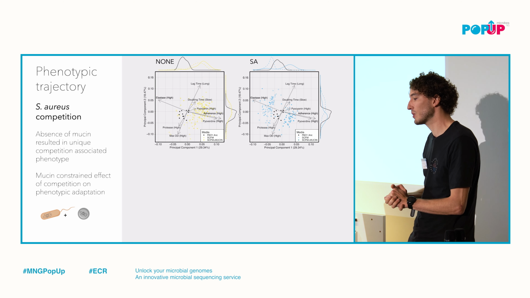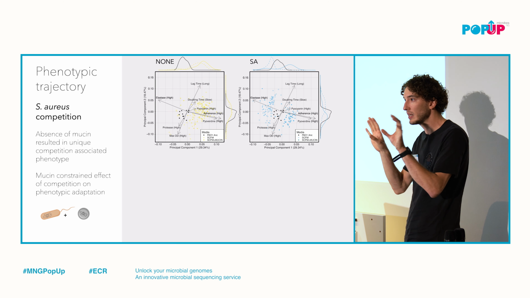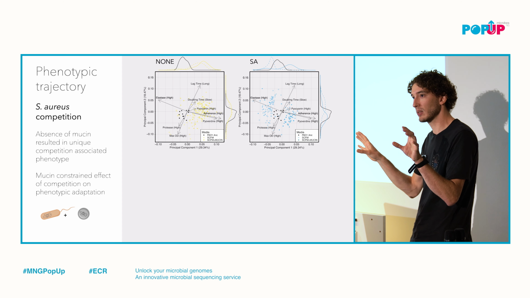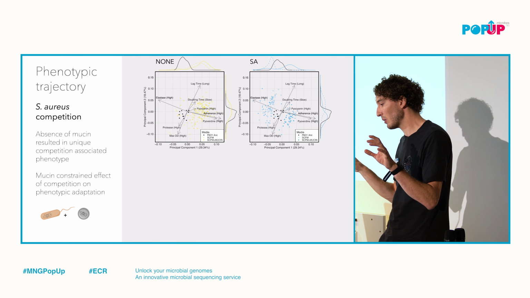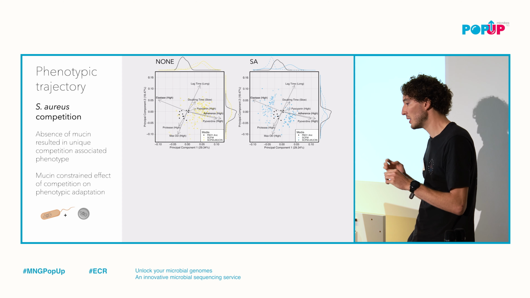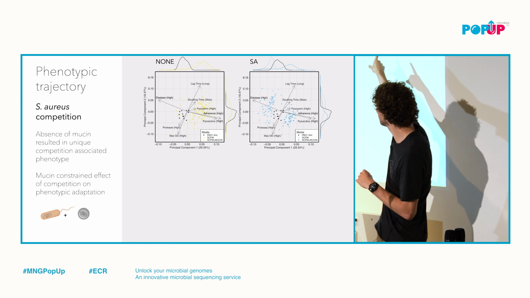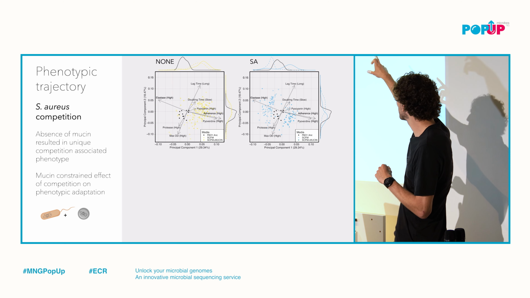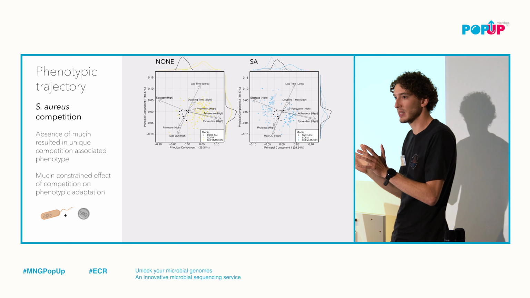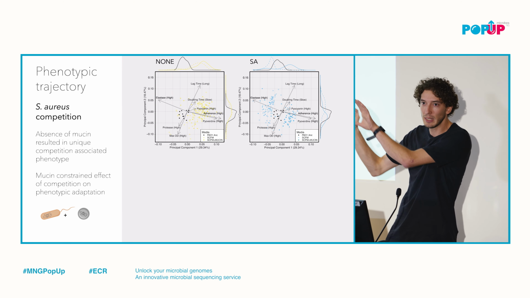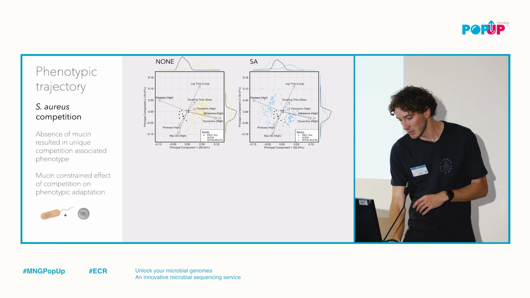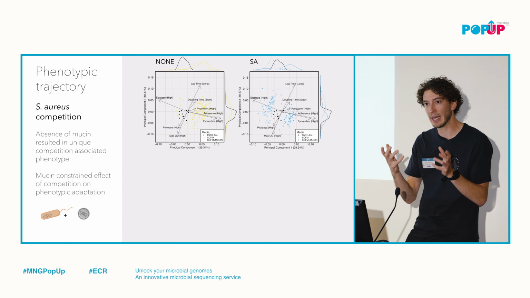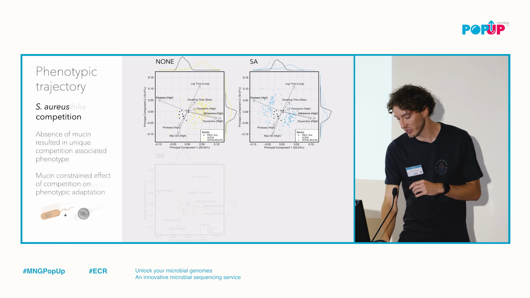But in the presence of competition with Staph aureus, we saw really quite different phenotypic trajectories, depending on the presence or absence of mucin. In the presence of mucin, the phenotypes looked a lot more like when you evolved in the absence of competition. But in the absence of mucin, the presence of competition from Staph aureus drove the phenotype in a completely different direction. This suggests that the presence of competition really can drive the phenotypic evolutionary trajectories.